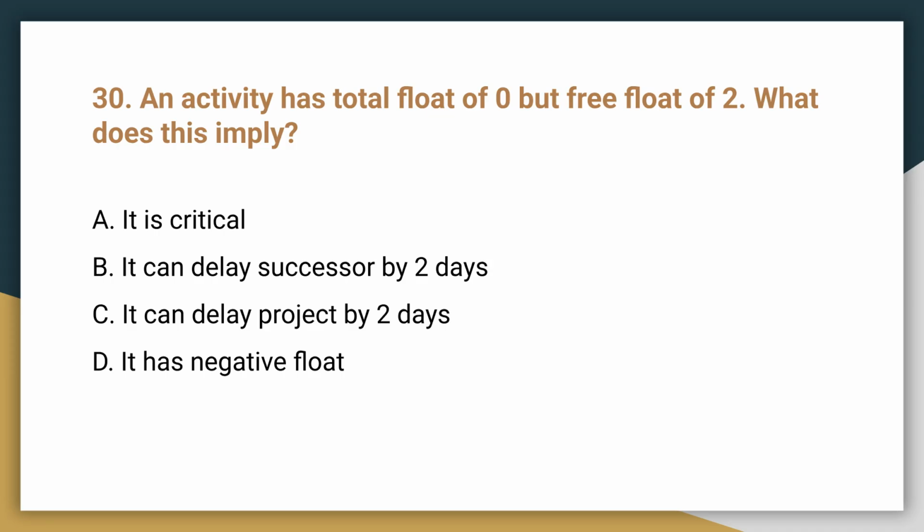Question 30. An activity has total float of 0, but free float of 2. What does this imply? The answer is A, it is critical. Any activity with a total float of 0 is on the critical path.